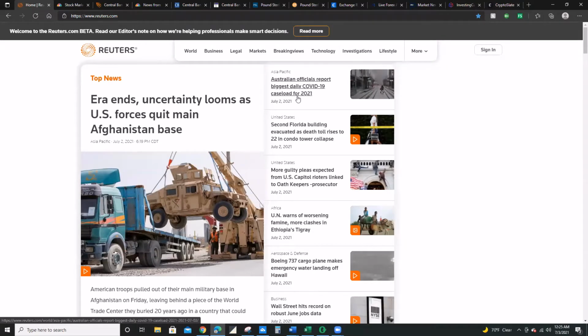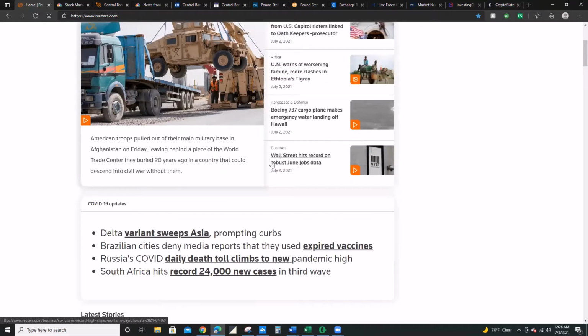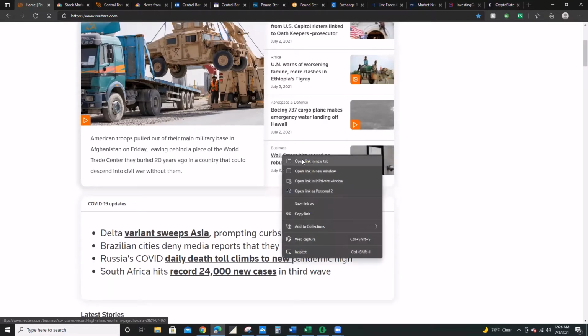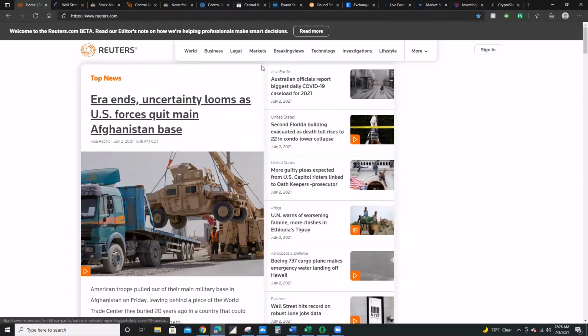COVID was a market mover. It's not as much now. I mean, they're ramping up these variants. They could be, depends on the lockdowns. Australia has been really strict on their lockdowns, but I don't see this being a market mover right now. Florida building, guilty pleas, Capitol rioters. See these, I mean, this is on Reuters. Okay. This is the only article here that tells me something going on in the markets.